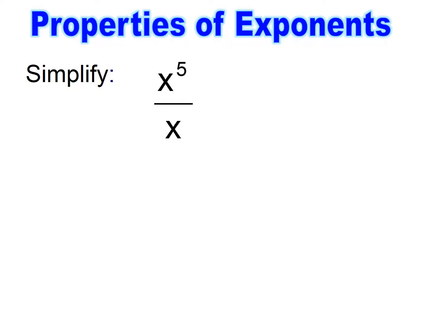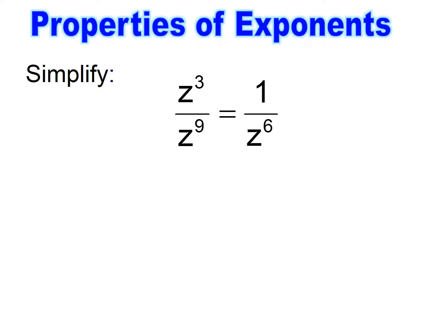Pause and try. So we end up with x to the 4th power. Pause and try. We end up with 1 over z to the 6th power. Pause and try.